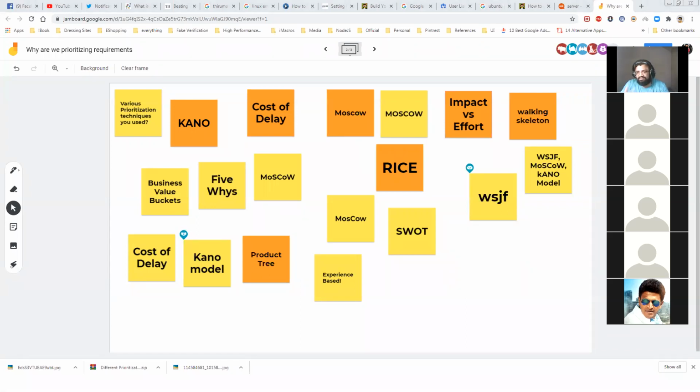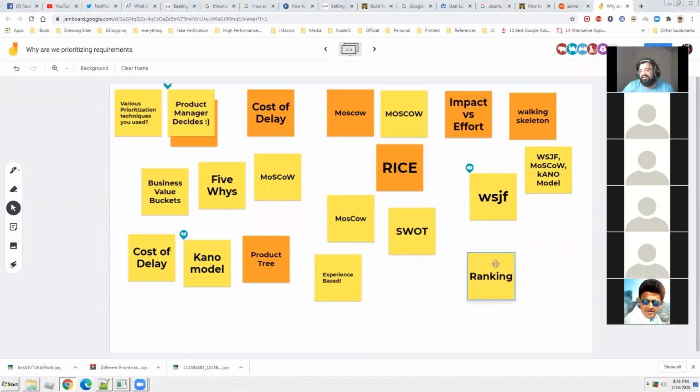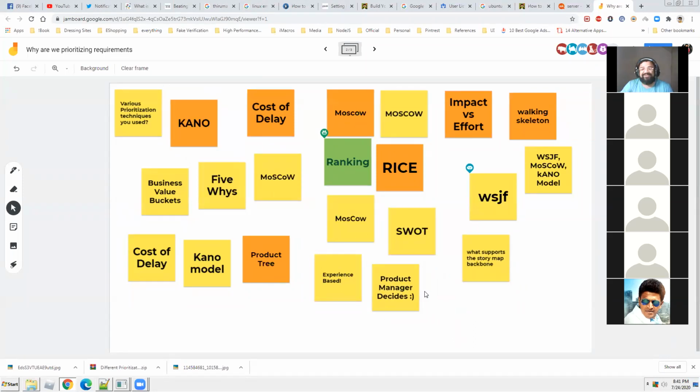So anything else you have tried other than this list? Majority is like MoSCoW, WSJF, impact versus effort, ranking. There is a RICE model, perfect, cost of delay, supports the story map, backbone, product manager decides. Wow. Okay. But how does the product manager decide? That's an interesting question, right? That is where the prioritization comes in. Value versus effort. Perfect.